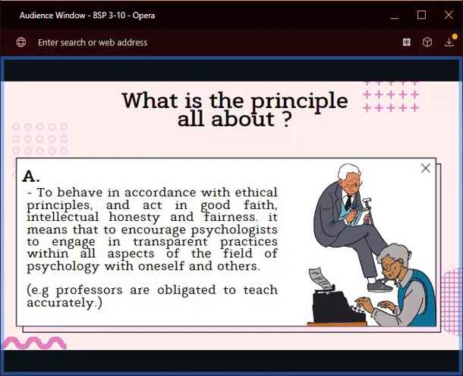So, ibig sabihin po nito ay yung principle na to ay tumutugon sa pagiging honest nila sa mga binibigay sa atin na information. Tapos, dapat sila ay may pure intention na gawin ito. Yan, no? Next.